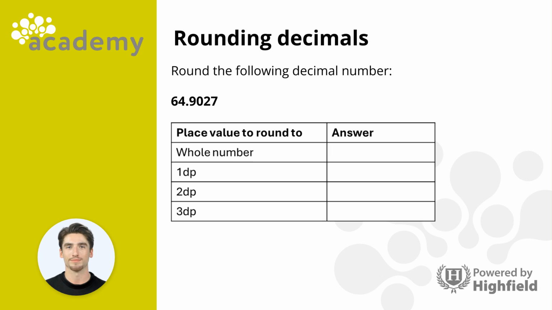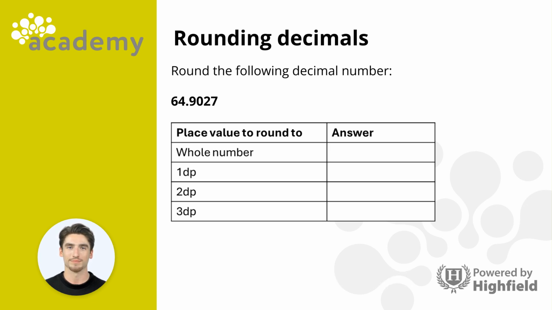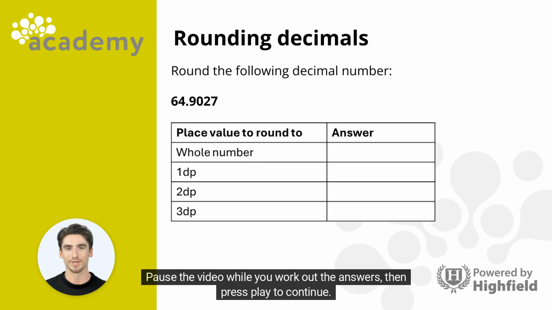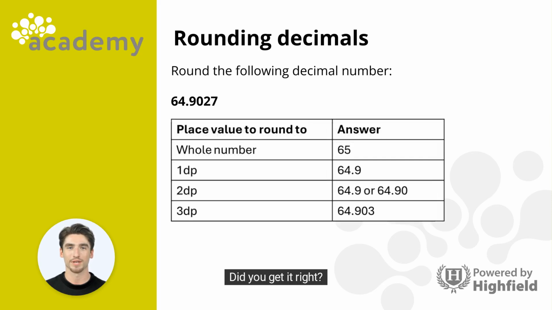Now it's your turn. Use the table to round 64.9027 to the different values. Pause the video while you work out the answers, then press play to continue. Let's check the answers. Did you get it right?